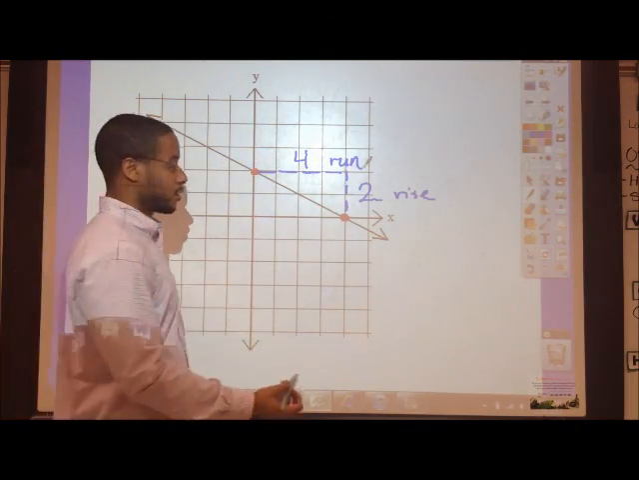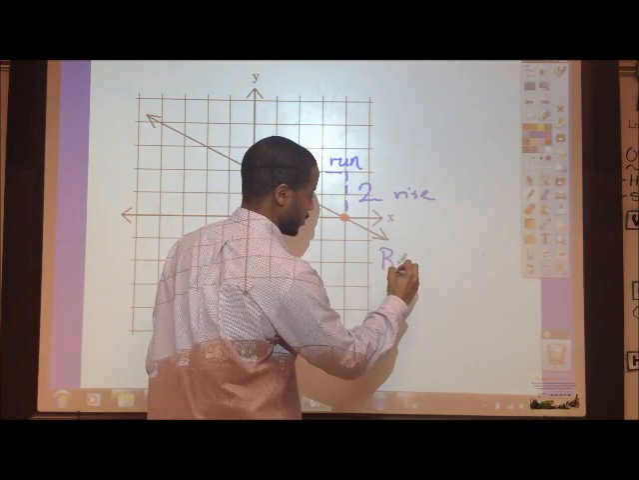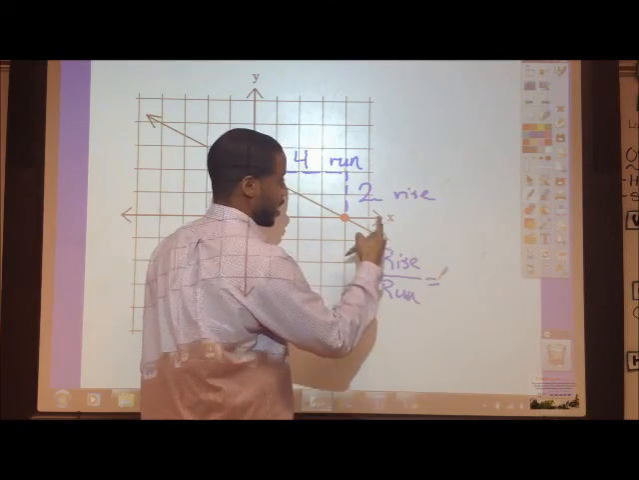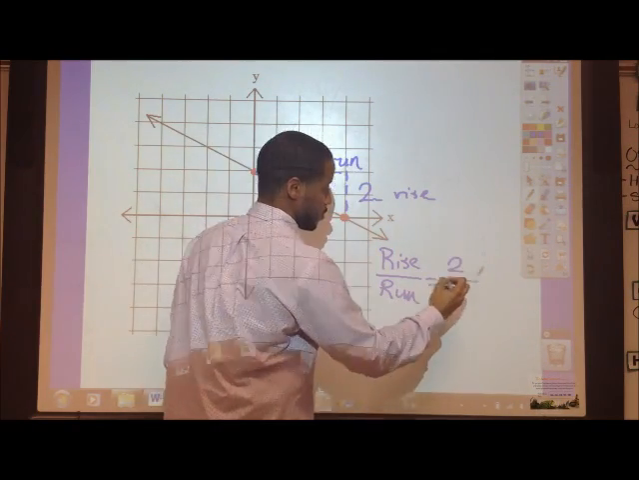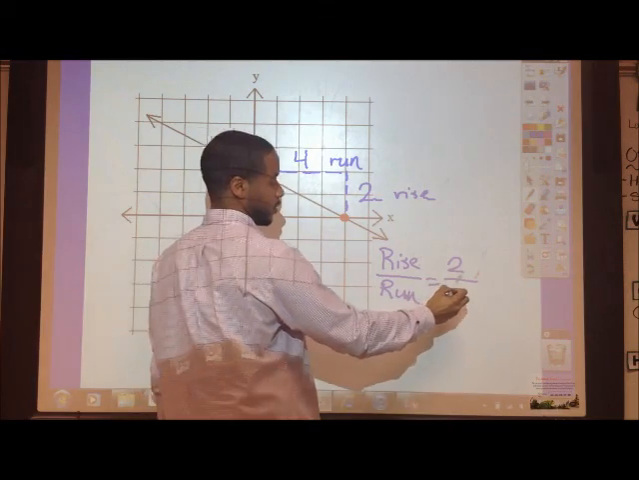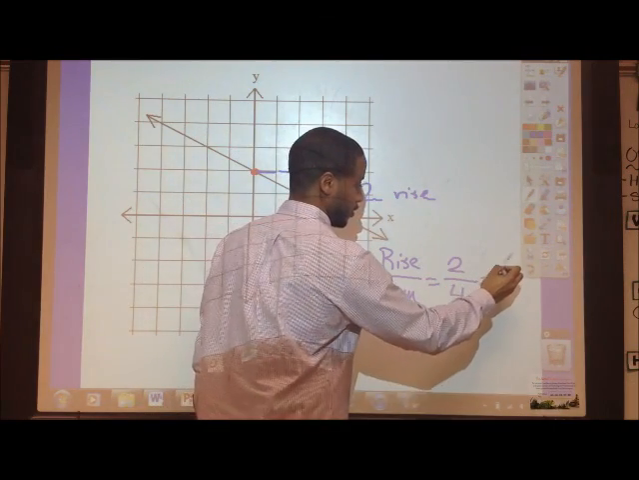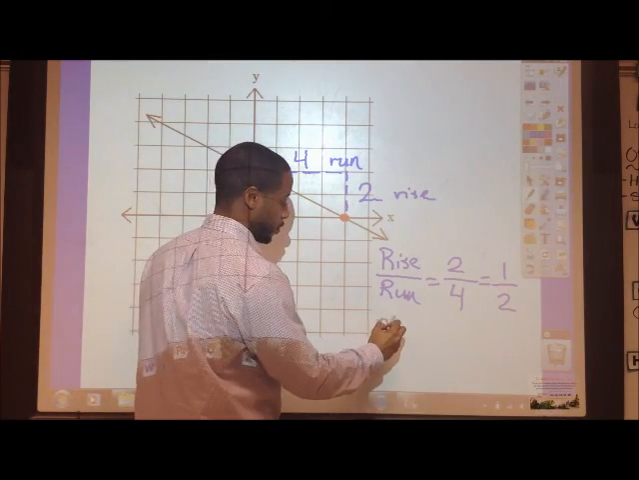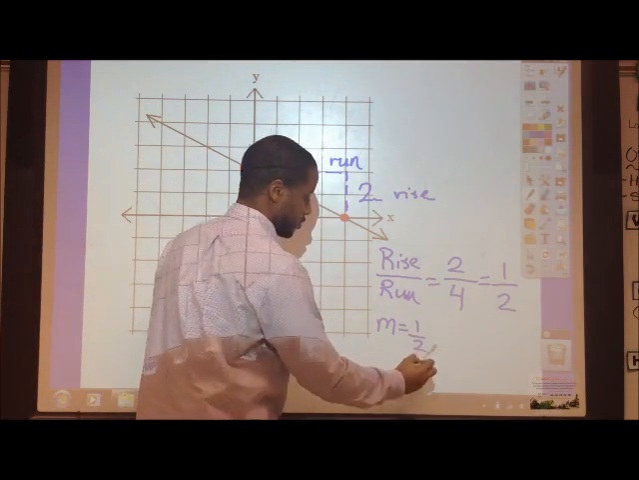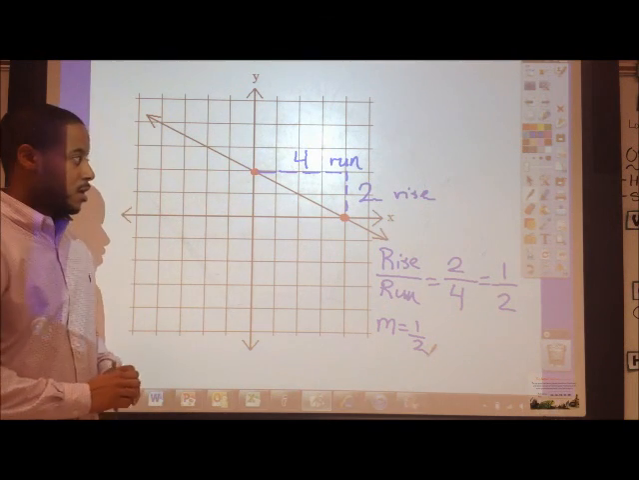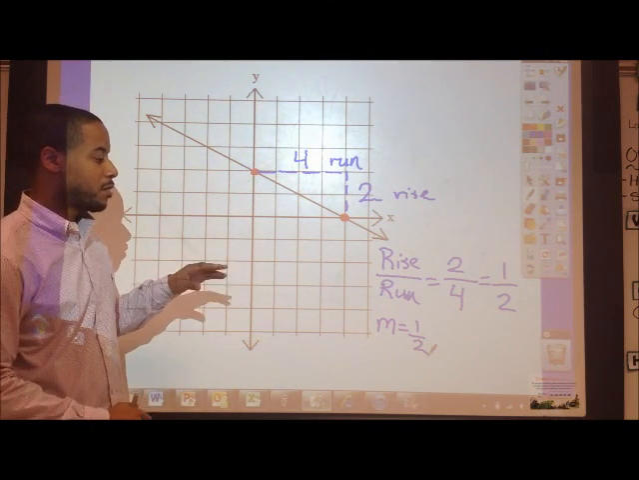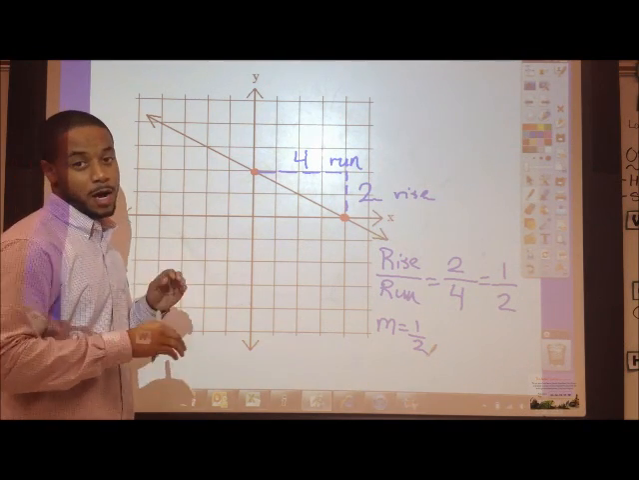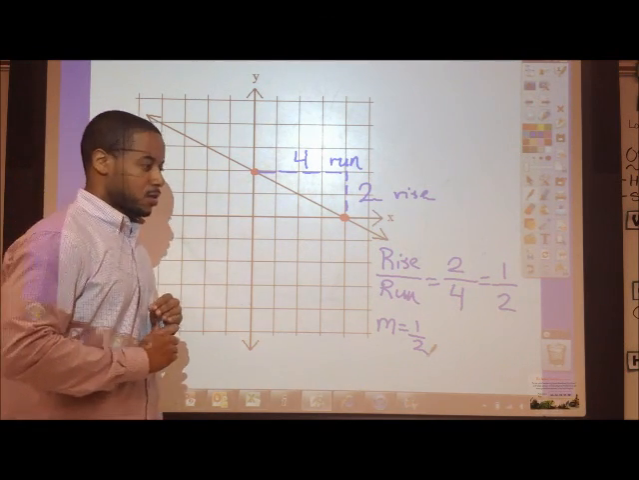So rise over run. Let's write that over here. Rise over run. Like I said, our rise was 2 and our run is 4. 2 over 4, again, 1/2. So our slope, or m, is 1/2. That should help you do a couple of those problems, and there are also some unit rate problems on there, or rate of change, where you're just doing change in y over change in x. So, hope you got it.